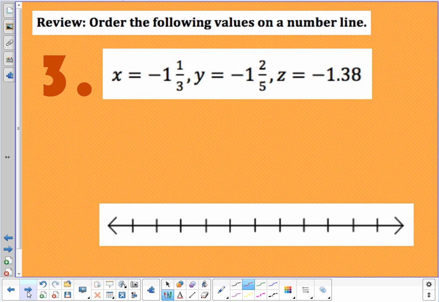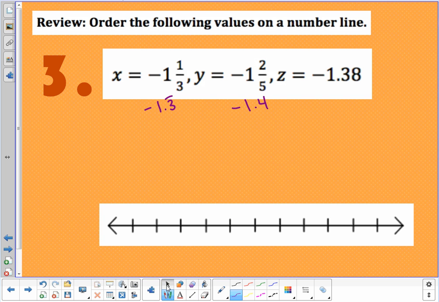Number 3, negative 1 1/3, negative 1 2/5, and negative 1.38. So let's start by making our decimals. This negative 1 1/3 is negative 1.3 repeating. This negative 1 2/5 is negative 1.4, and that is the negative 1.38. So I'm really between the negative 1.3 and negative 1.4. That's everything that I need here.